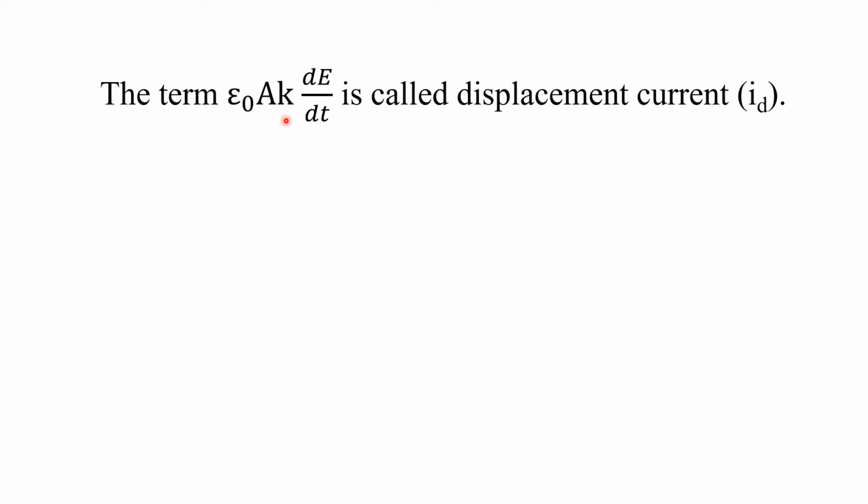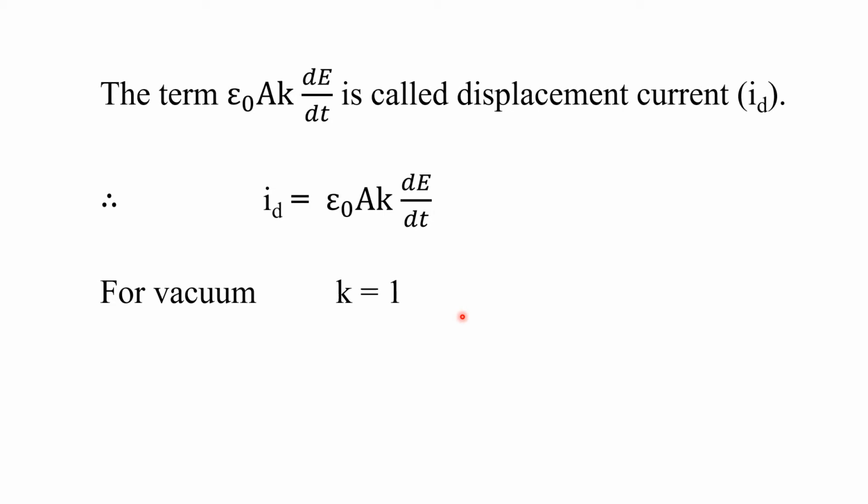The term epsilon 0 AK dE upon dt is called displacement current. Therefore, displacement current is given by epsilon 0 AK dE upon dt. For vacuum, K is equal to 1, so the dielectric constant is 1. We get ID is equal to epsilon 0 A dE upon dt.